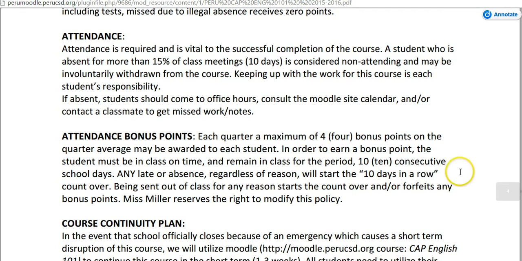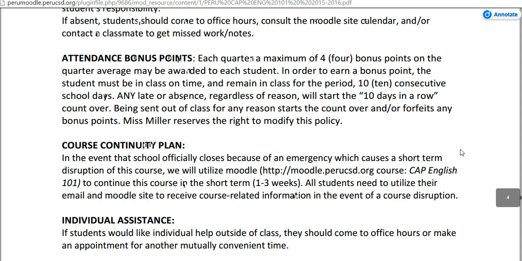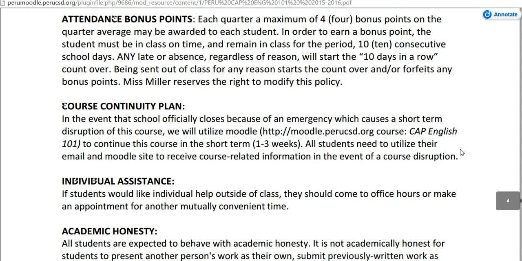Attendance bonus points. I do the same thing in English 12. Each quarter, a maximum of 4 bonus points on the quarter average may be awarded for coming to class on time and remaining in class 10 consecutive school days. If you're late for any reason, your count starts over, and of course, being sent out of the room forfeits any points that you've earned, and your count starts over. If we have to close school for any short or long term, we will continue to use Moodle online.